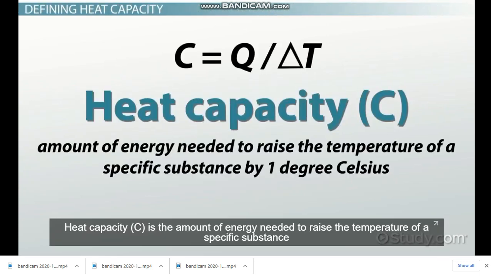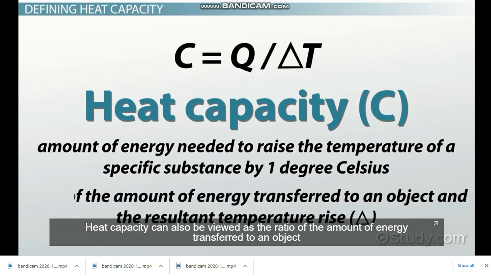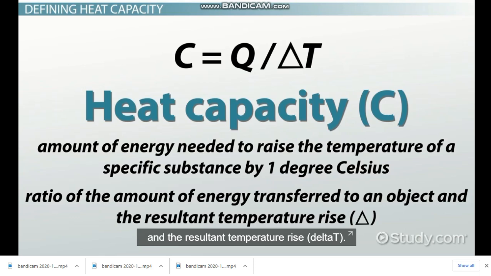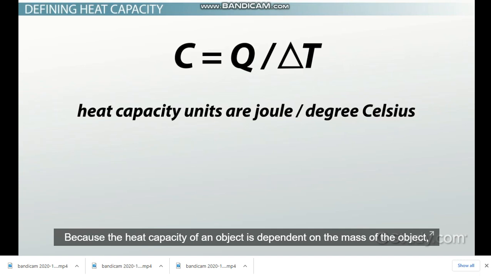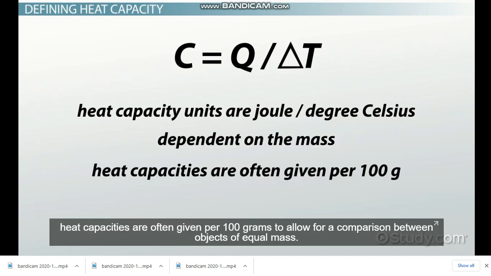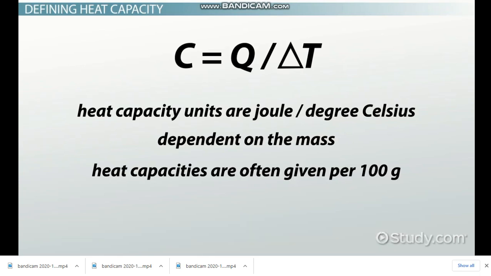Heat capacity, C, is the amount of energy needed to raise the temperature of a specific substance by 1 degree Celsius. Heat capacity can also be viewed as the ratio of the amount of energy transferred to an object and the resultant temperature rise, delta T. C equals Q divided by delta T. The heat capacity units are joules divided by degrees Celsius. Because the heat capacity of an object is dependent on the mass of the object, heat capacities are often given per 100 grams to allow for a comparison between objects of equal mass.